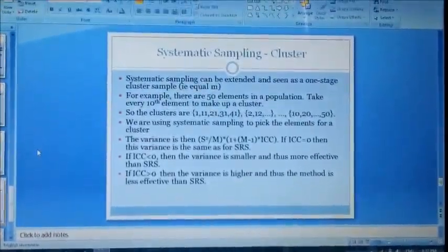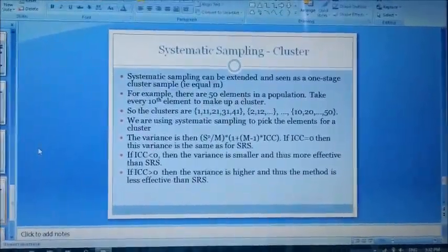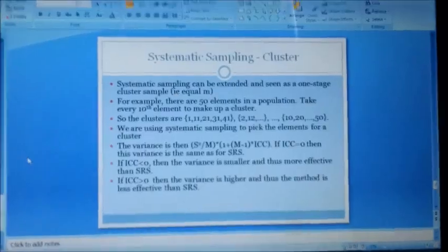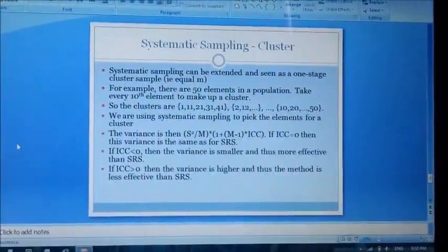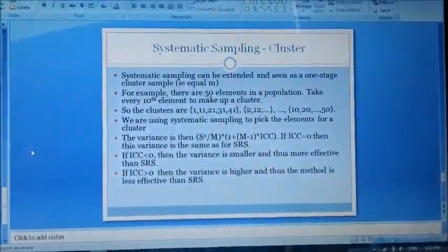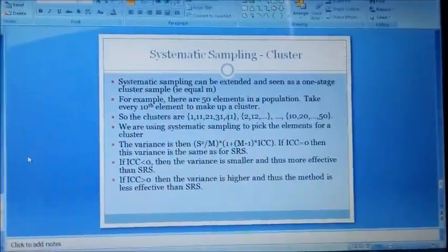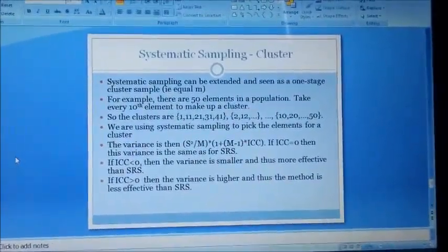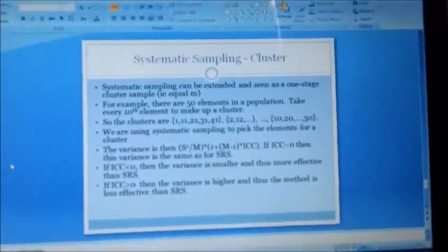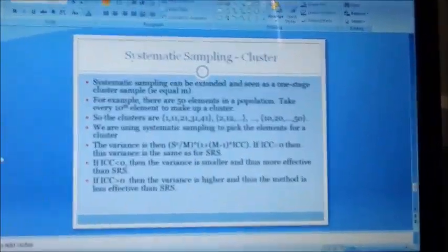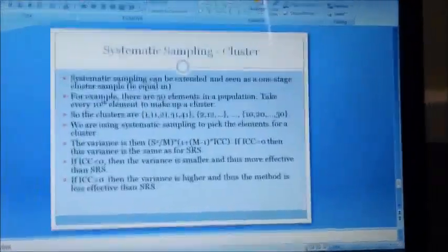So cluster sampling can also be seen as an extension of systematic sampling, or systematic sampling itself can be extended and it fits a one-stage cluster sample, which means that all m's are equal. So for an example, say that we have a population that has 50 elements, and we want to take every 10th element to make up clusters. So our first cluster is 1, 11, 21, 31, 41, our second cluster is 2, 12, etc., and our last cluster is 10, 20, 30, 40, 50.